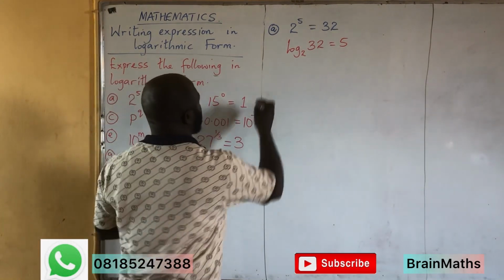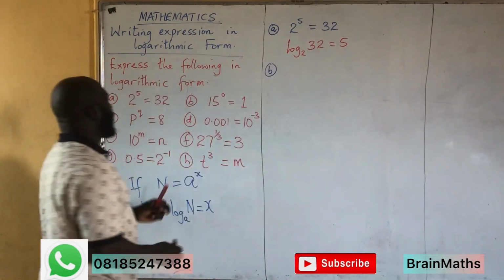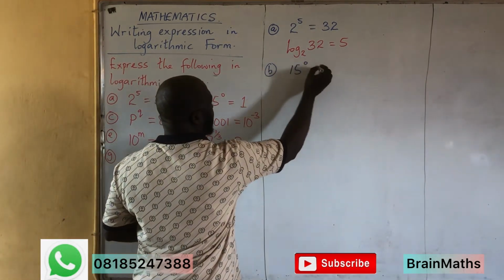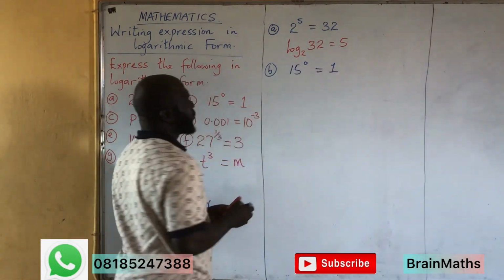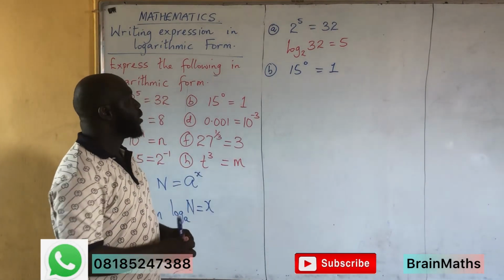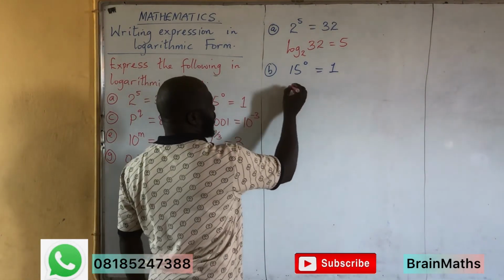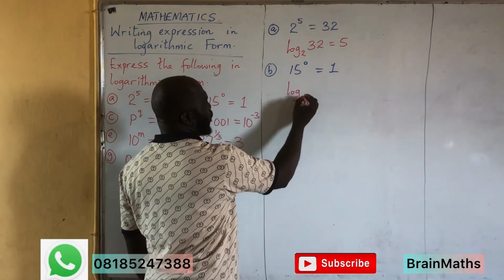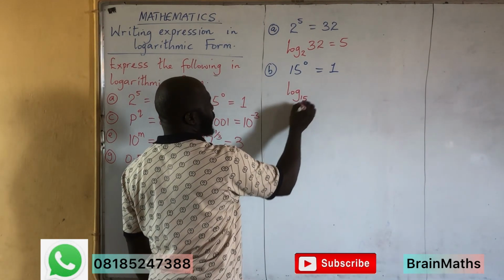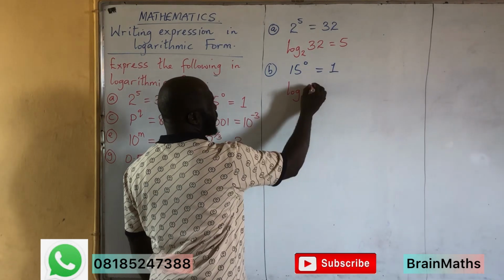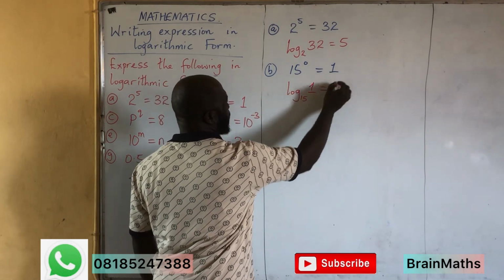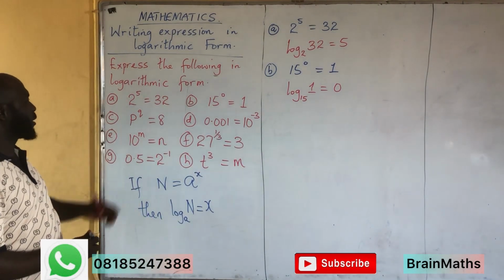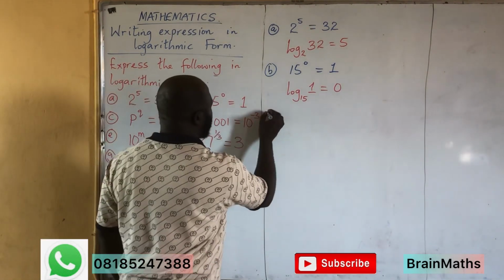The second question says if 15 raised to power 0 equals 1, then logarithmically, it means the logarithm to the base of 15 of 1 equals 0. Are you following?